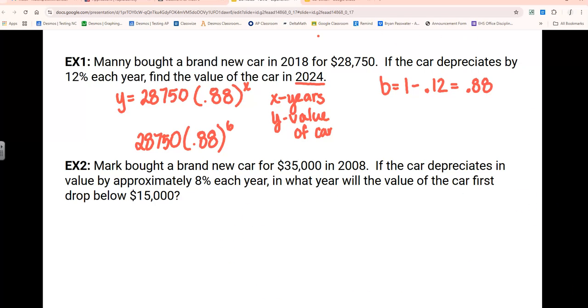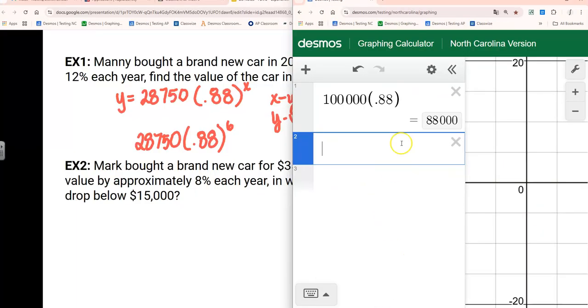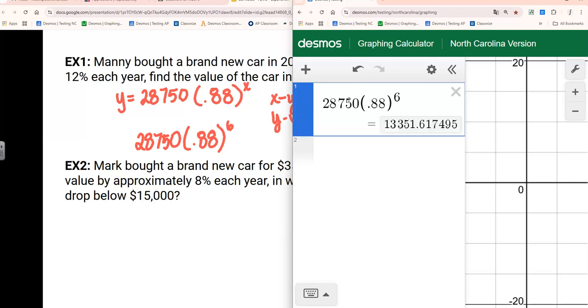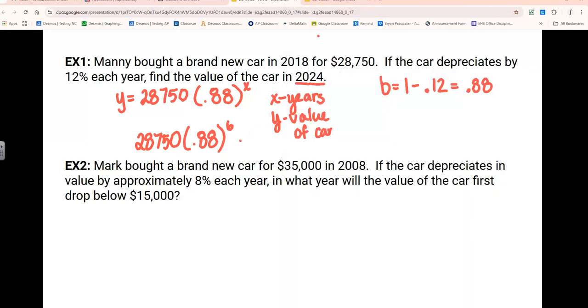And so if we pull up that Desmos there, we do 28,750 times 0.88 to the 6th power. We're going to get $13,351.62. And that would be the value of the car at that time.